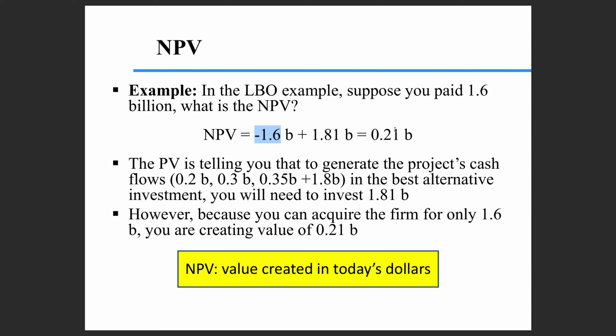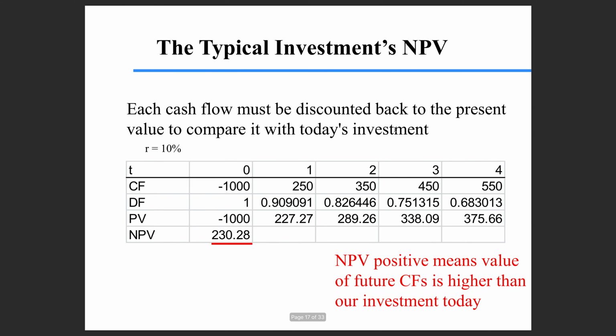So net present value is the value created in today's dollars. This is a profit you earned on your investment, taking into account the time value of money, or the opportunity cost of spending money on this particular investment as opposed to comparable other investments. The typical NPV exercise would proceed as follows.